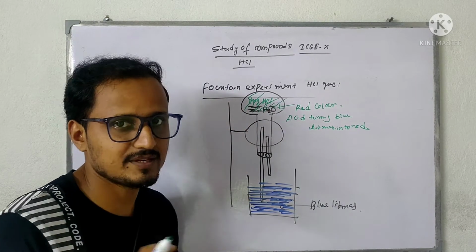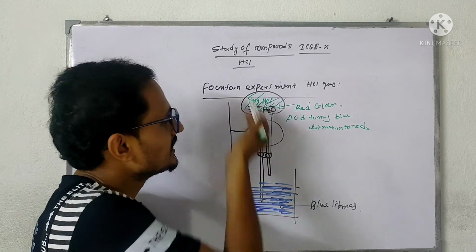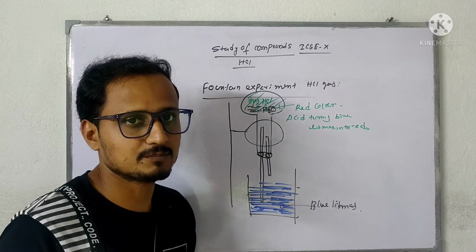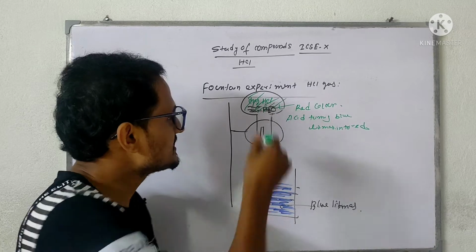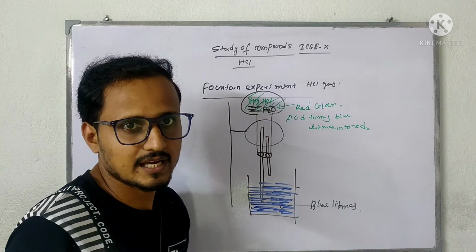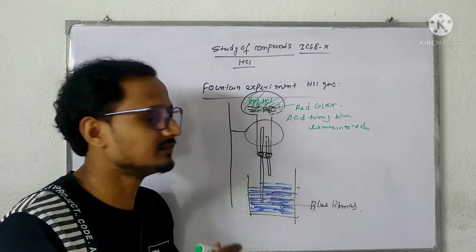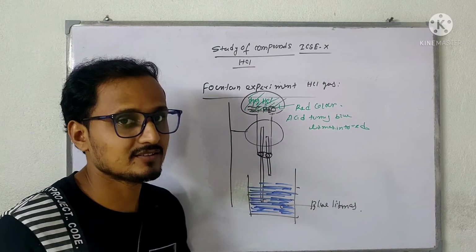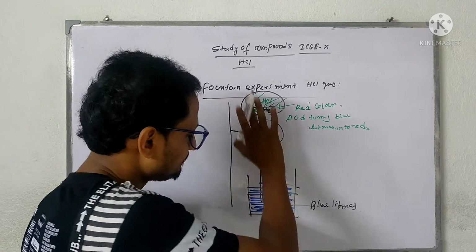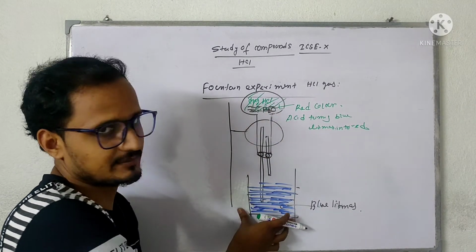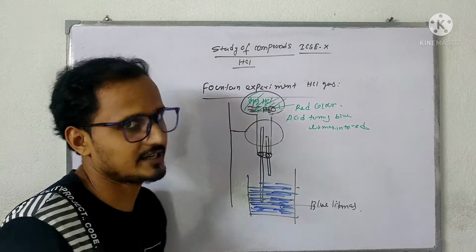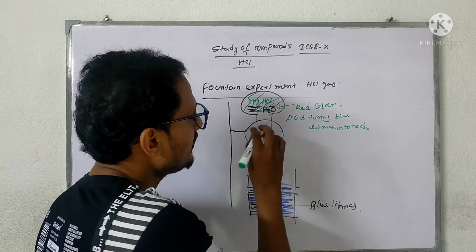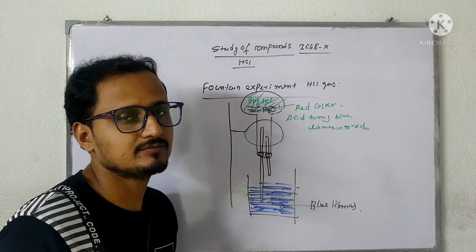So what is the reason why this litmus solution is going upward? Because low pressure is created here. And why? Because HCl is dissolved in water. To neutralize that low pressure, to fill up that low pressure, the indicator, that means this blue litmus solution, goes upward to form a red color fountain.